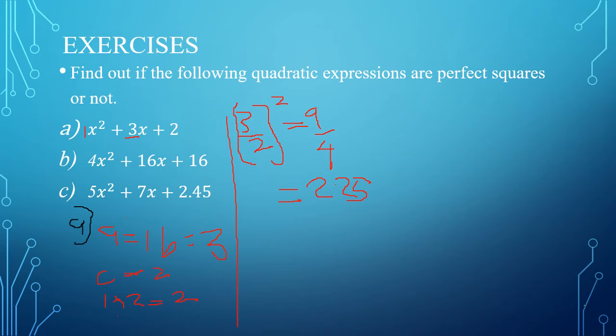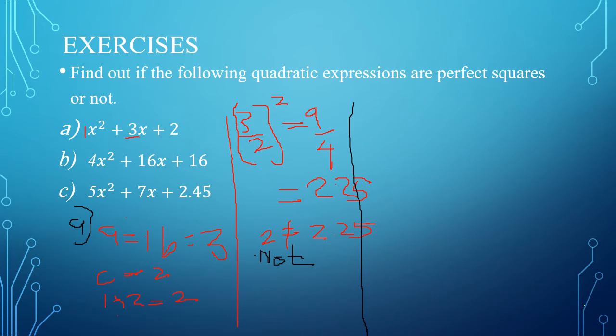And we say that 2 is not equal to 2.25, and therefore it is not a perfect square.